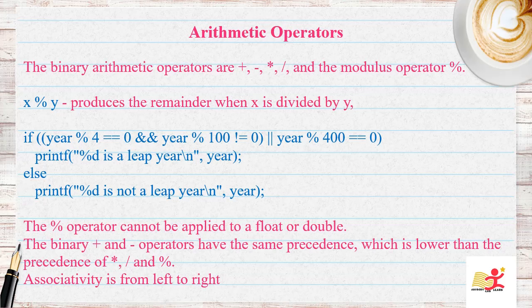Arithmetic operators associativity is from left to right. Because you have plus and minus in an expression, their associativity is from left to right. First the operation on the left will be executed and then it goes to the right. Similarly for multiplication, division, and modulus, the associativity is from left to right.